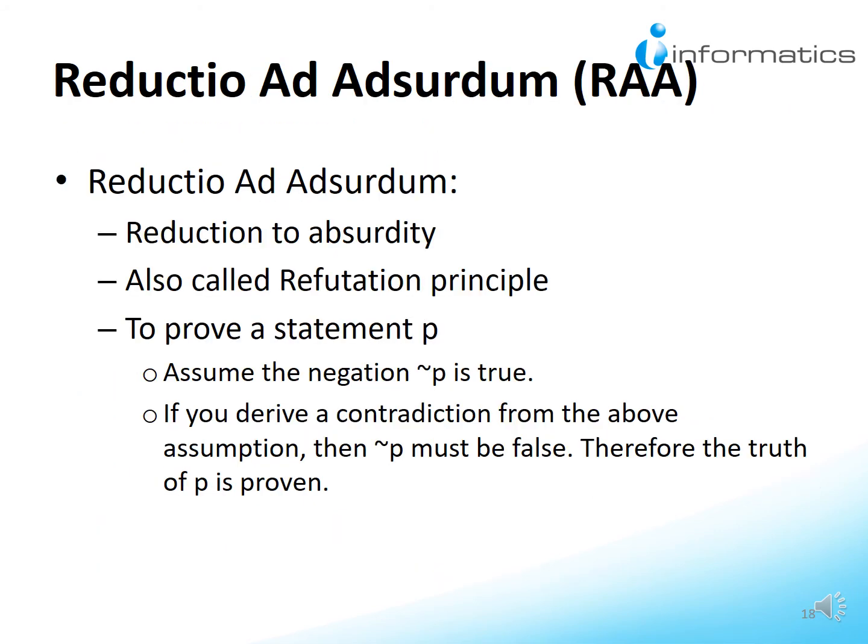The resolution principle commonly works together with the refutation principle, also called reductio ad absurdum, RAA, which means reduction to absurdity. The principle says that to prove a statement P, we can assume the negation of P. That means not P is true. Then we try to derive a contradiction from the assumption that not P is true. If we derive such a contradiction, then not P must be false, and therefore the truth of P is proven.